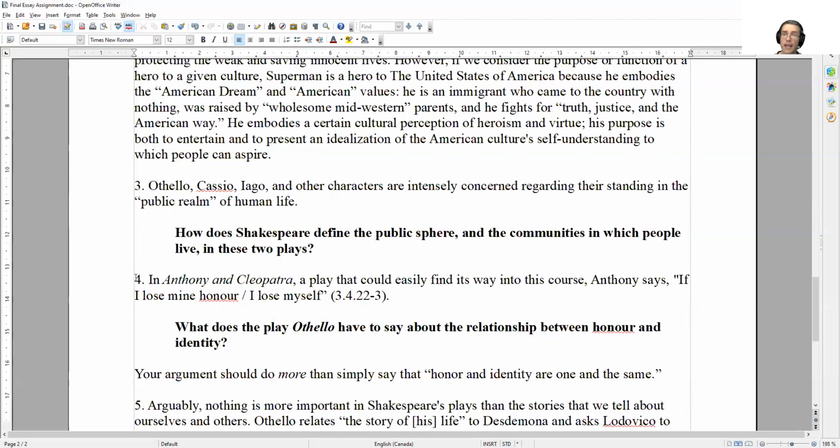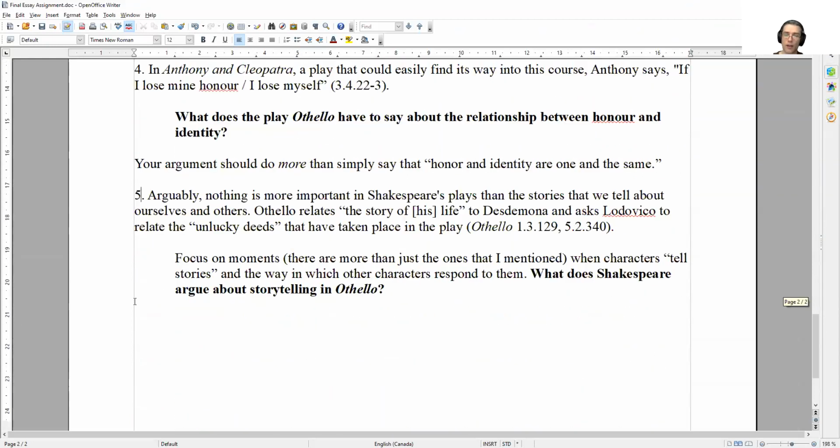I would want you to try to develop a more focused and specific argument about this topic. For instance, is there a difference between the way in which men achieve honor and women achieve honor? Or is there something that compromises honor? Is it dangerous to build your identity on honor? If so, why? Try to develop this question further than just a simple statement of, let's say, honor equals identity or honor does not equal identity.